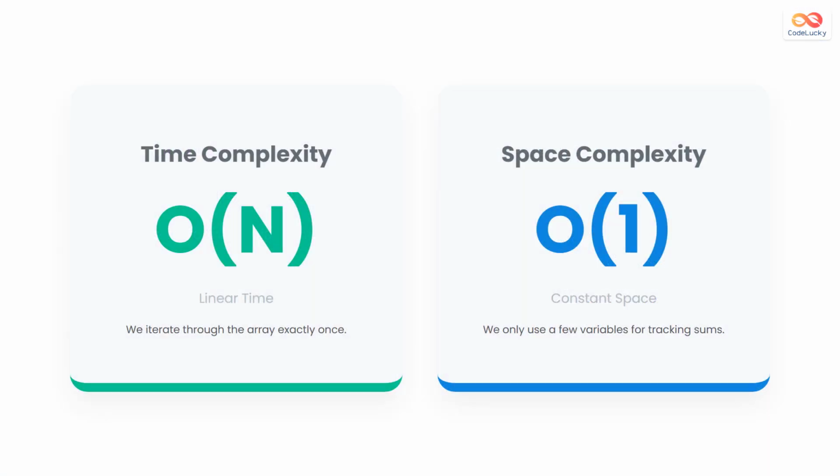This solution is highly efficient. The time complexity is O of n because we pass through the array exactly once. The space complexity is O of 1 because we only use a few variables to store our running sums without creating any extra data structures.